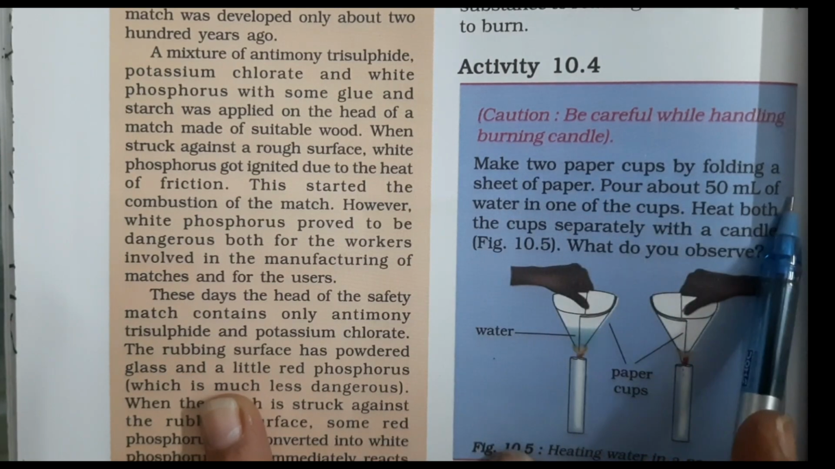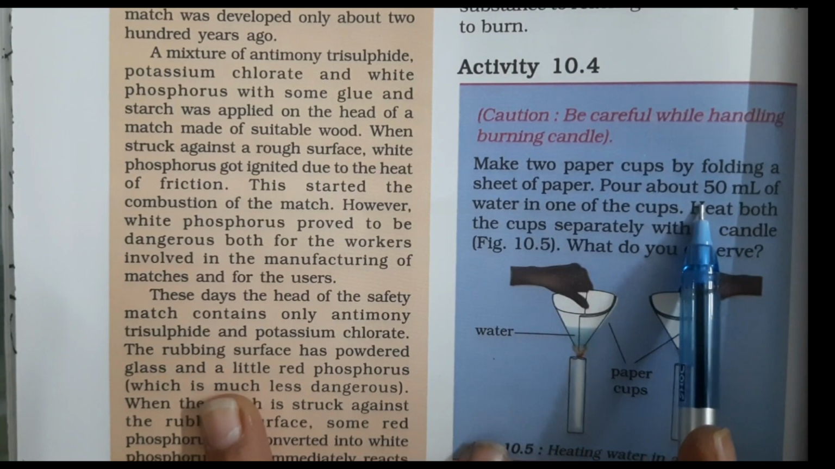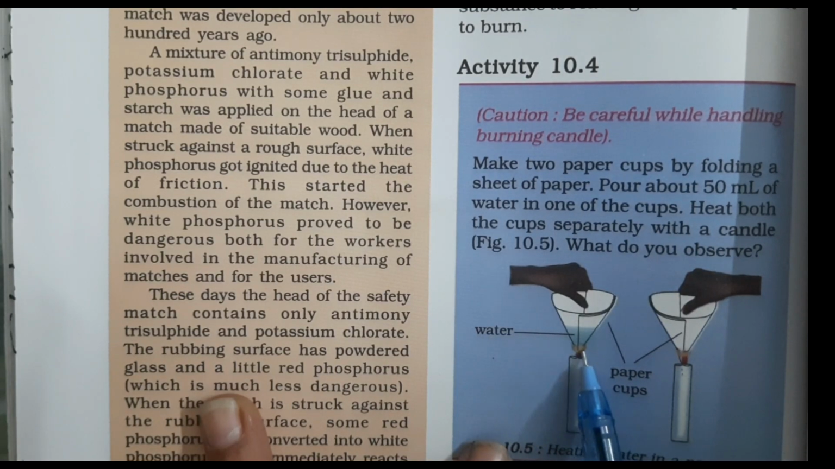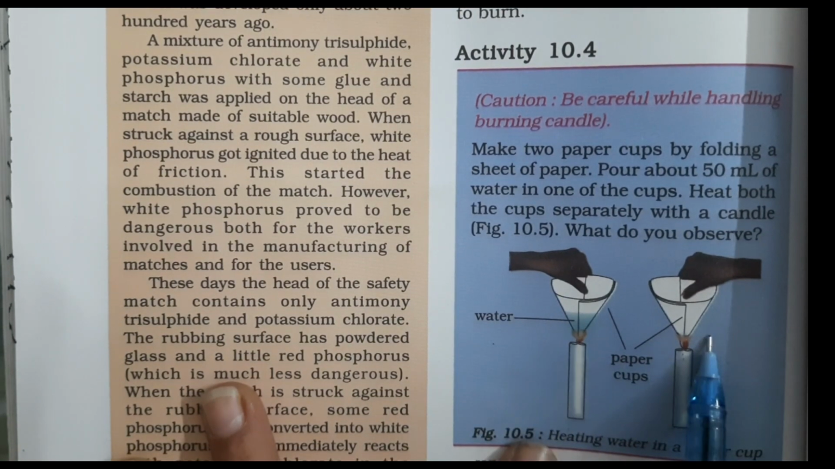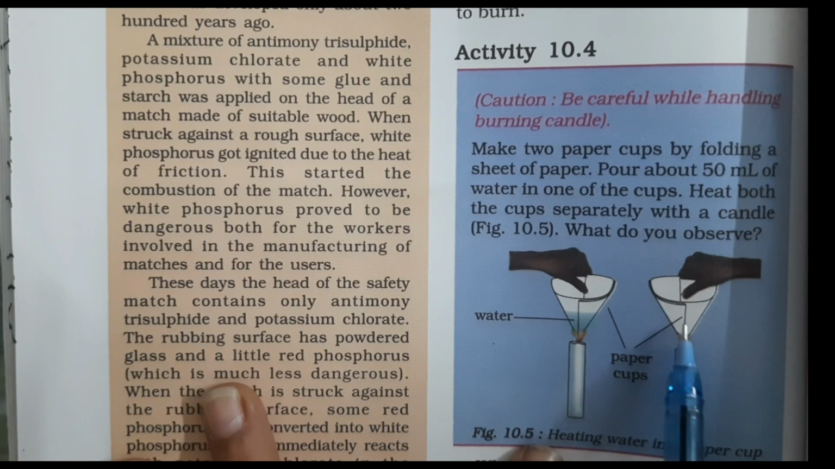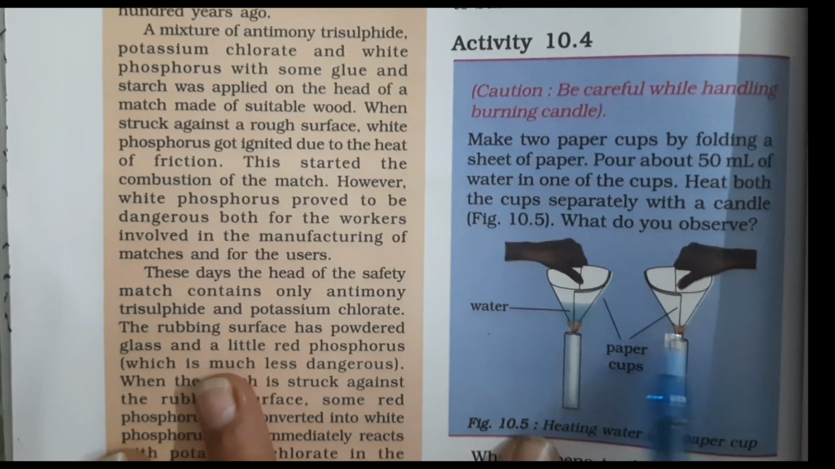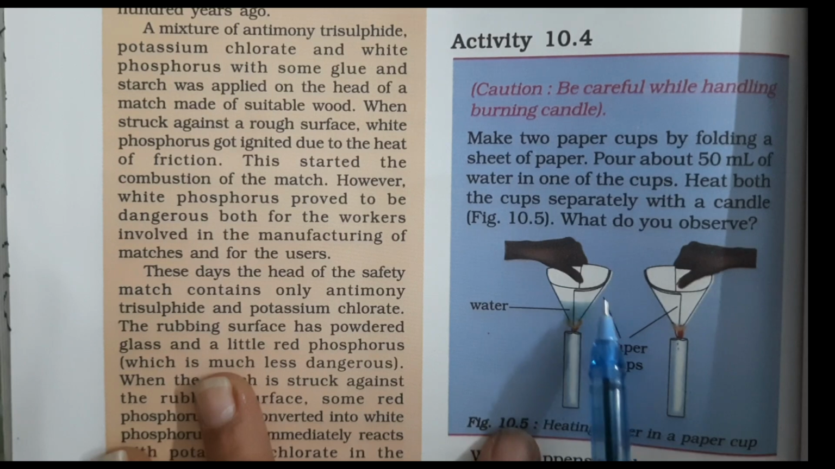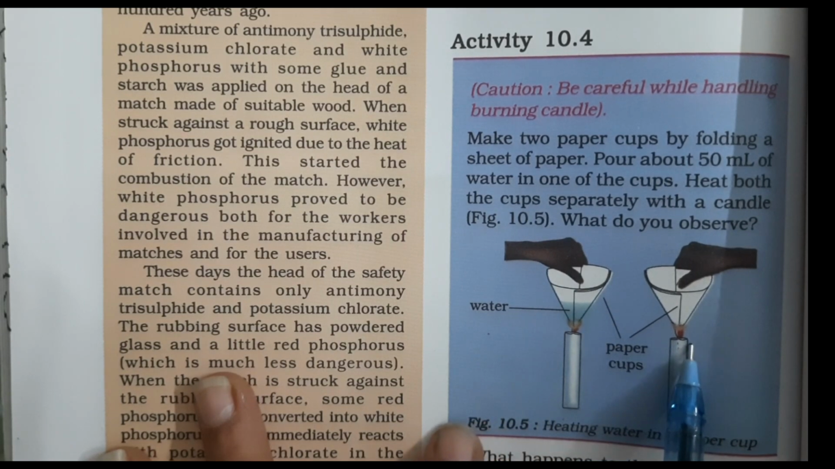Make 2 paper cups by folding a sheet of paper. Pour about 50 ml of water in one of the cups. Now we are putting some water in one of the cups, and then taking a candle, we are making both the cups burn. The cup which has water will not burn, whereas the cup without water will burn. The reason is that when we keep water in the cup, its ignition temperature effectively increases. So it will take more time to burn, whereas without water, the ignition temperature is very low. So as soon as we put the candle on, it will start burning.